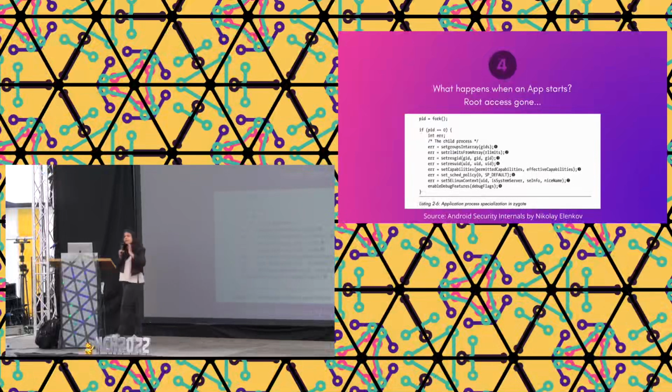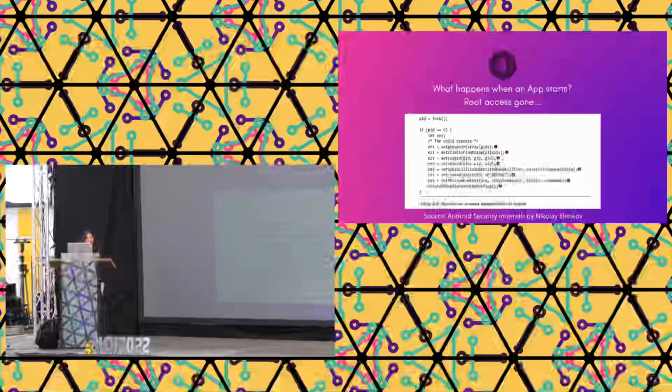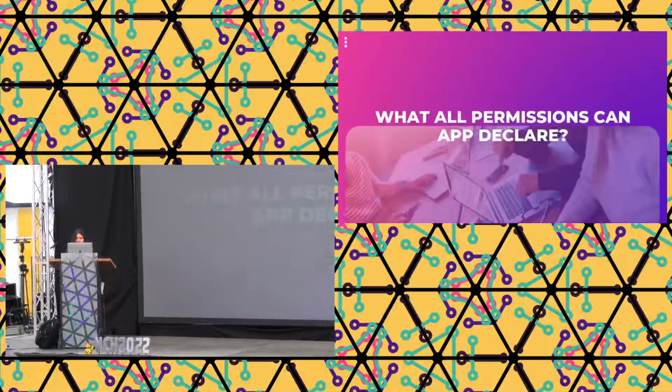So at the time of specialization, the app basically becomes its own app, like the privilege is reduced to the group IDs, to the permissions that the app asked for. So that is what happens. And this book, Android Security Internals by Nikolay, I find it really interesting. He has detailed a lot more into what happens exactly in Android kernel land and how security is ensured.